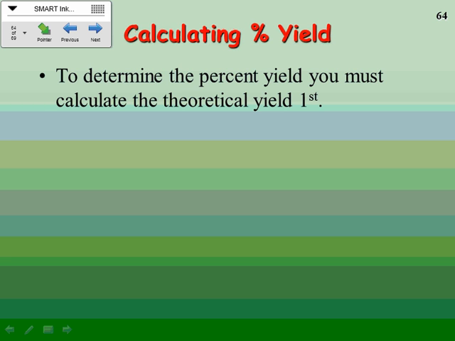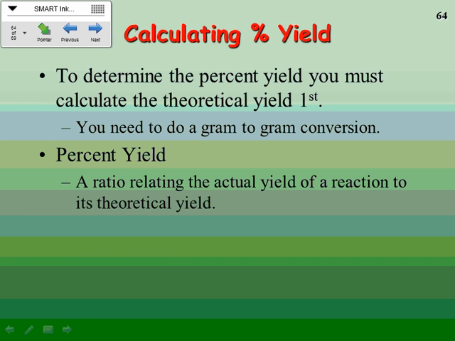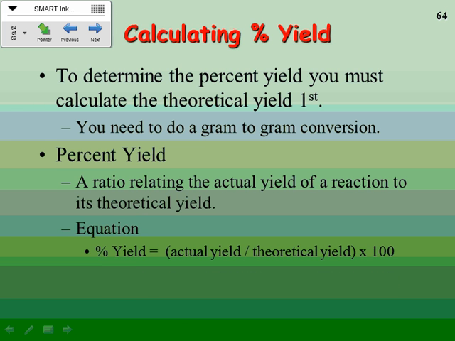So in the limiting reactant problems, all you've been doing is calculating theoretical yield of a product, all right? So that's the first step. You're going to do a gram-to-gram conversion here. The percent yield problems are always going to be in grams, okay? And then your percent yield is going to be a ratio relating the actual yield to the theoretical yield. So the equation is actual divided by theoretical times 100.